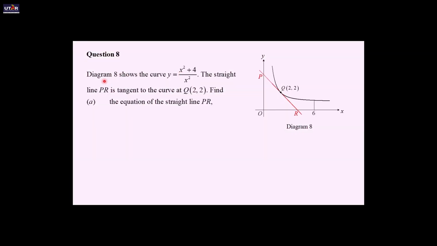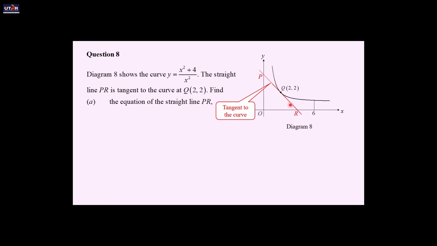In question 8, diagram 8 shows the curve y equals (x squared plus 4) over x squared. The straight line PR is tangent to the curve at point Q, where the coordinate of Q is (2, 2). Find the equation of the straight line PR. From the diagram, the straight line PR is also the same as the tangent to the curve at the point Q.